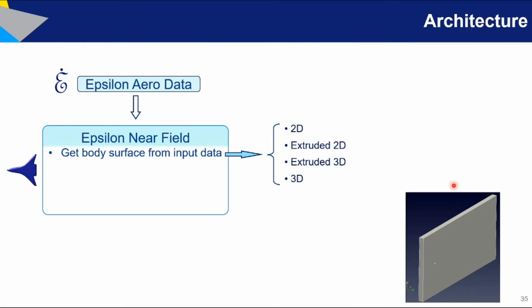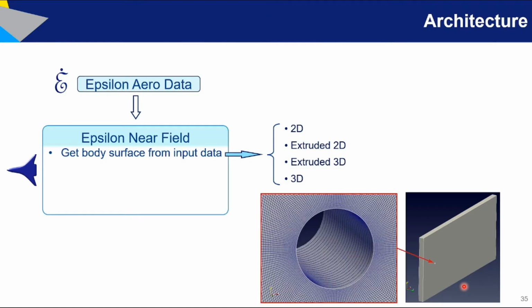Well, the other case is the extruded 3D. This is typical of LES simulation when you're trying to simulate, for example, flow past a cylinder with LES. In this case, you have multiple cells along the width of the airfoil, or the cylinder in this case. And then the way to extract the surface and to compute the near field forces is quite different compared to the previous two cases.